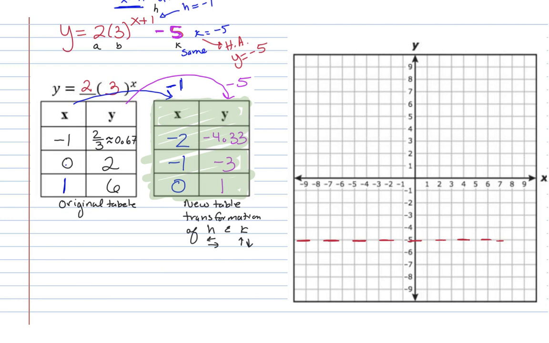So we have at -2, we have -4.33. So that's somewhere here, and it's an estimate. At -1, we have a -3, and at 0, we have a 1. So my graph was shifted to the left because of the h value, and then it was shifted down because of the k value. So that is your graph. Hope that helps.